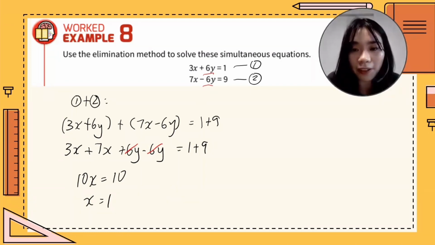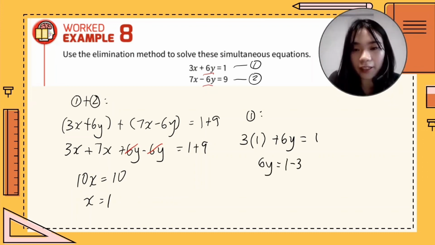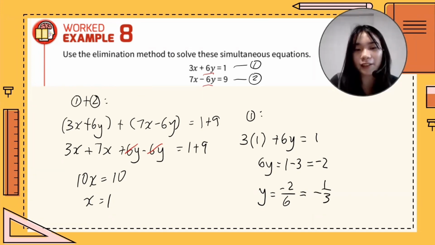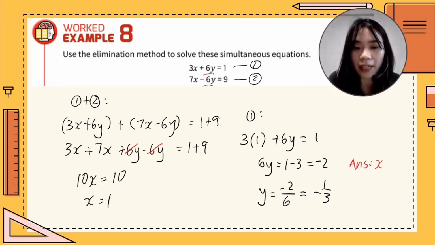And so, if now I have x equal to 1, I can take my first equation and substitute that: 3 times 1 plus 6y equals 1. In other words, 6y equals 1 minus 3, which equals -2, right? And so y will equal -2 divided by 6, which gives me -1/3. Okay, and so my answer would easily be x equals 1 and y equals -1/3.